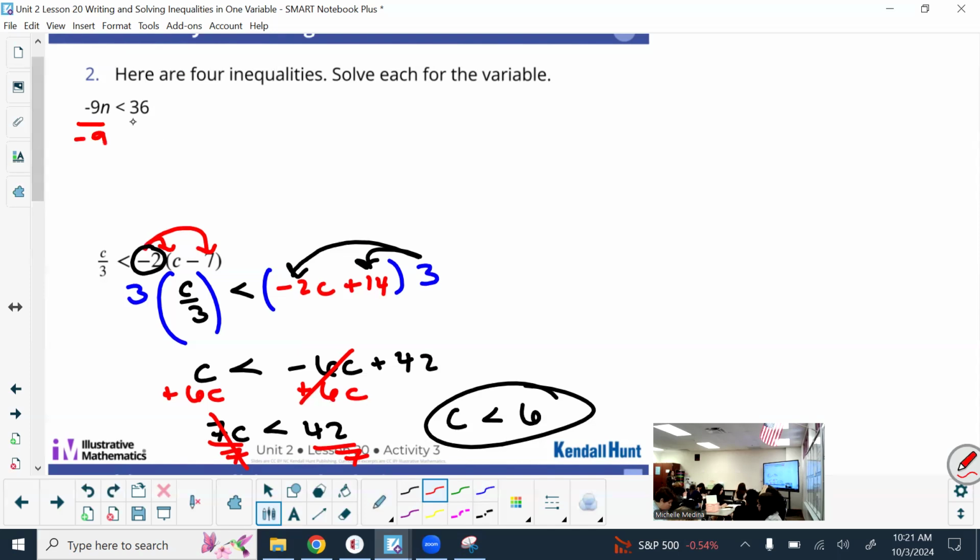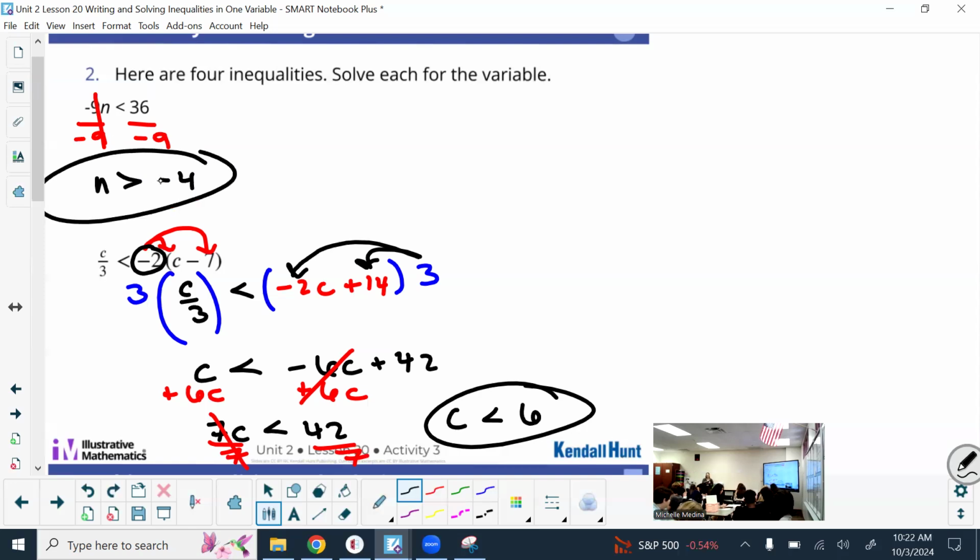Dividing, whatever you do on one side. Do I need to flip the sign for that? Yes, because I divided by a negative on both sides. But notice that, highlight it if you need to. That's one of the two things that makes it flip. What's 36 divided by -9? Good.